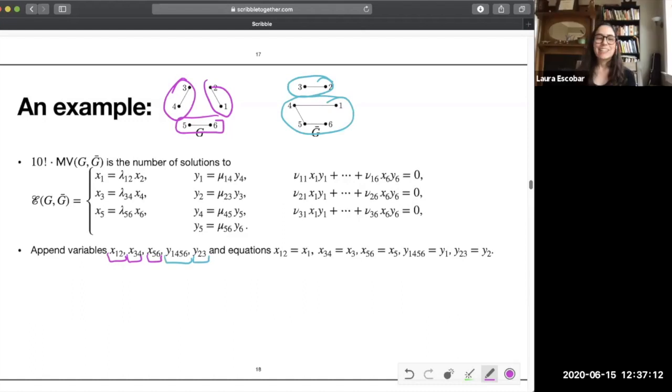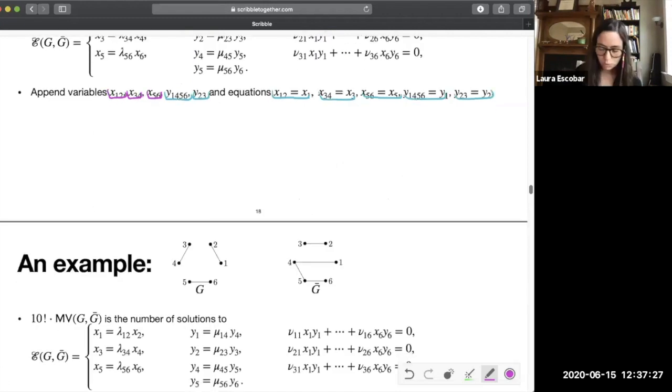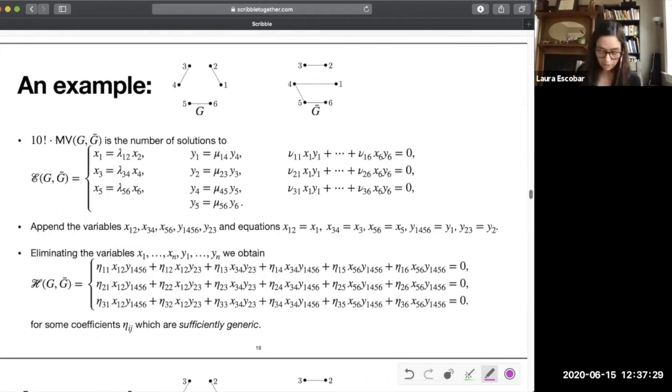Okay, so now we introduce linear equations relating each of those new variables to one of the variables in each connected component. Then what we did is we eliminated the original variables, x1 up to xn, and we obtained this system of equations for some coefficients which will happen to be sufficiently generic, and thus we will be able to use BKK to compute the volume of those polytopes.